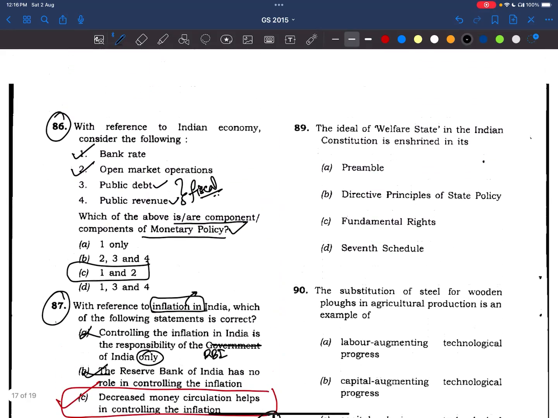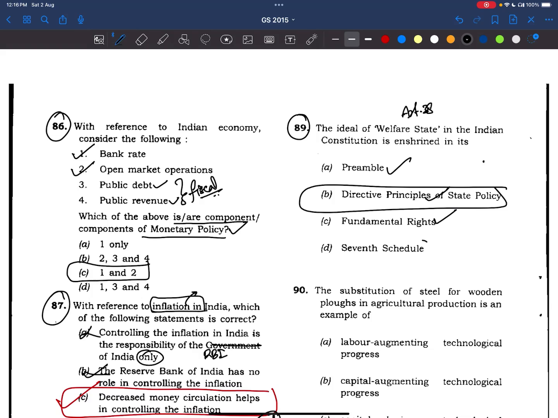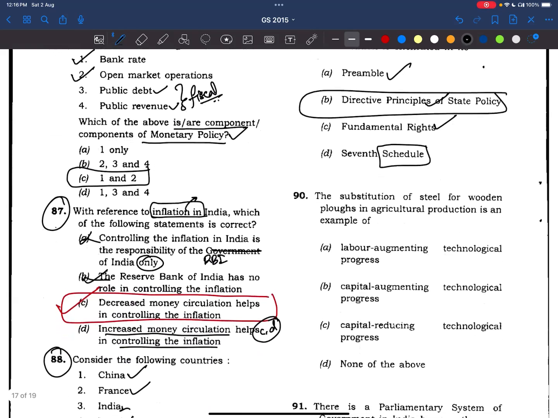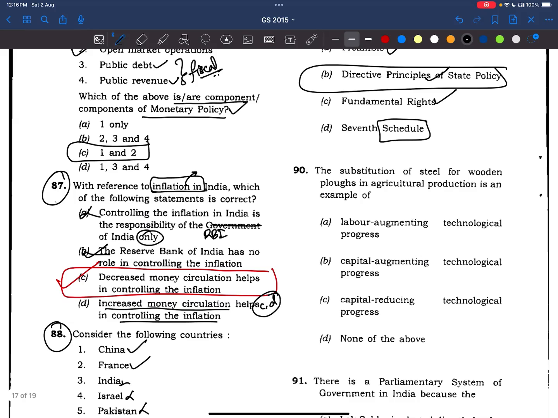Now let's go to the 89th question. The ideal of the welfare state in the Indian Constitution is enshrined in... We know it is enshrined in Article 38 of the DPSP. We have already discussed how all these things are very important. Here, schedules are also given, so schedules also become very important. Even this we have seen in the last video regarding the sixth schedule and fifth schedule questions that have come. Even the classical languages question has come, so the eighth schedule becomes important.